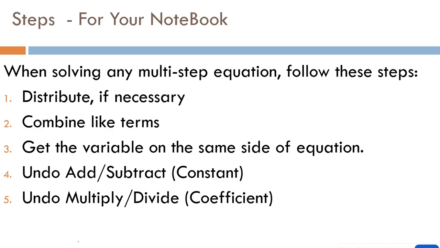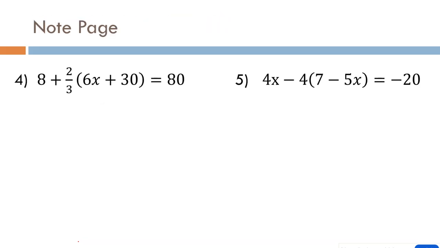Then the fourth step we get to is undo add, subtract. Remember, that's getting rid of that constant, the number without the variable. And then the last step is we're going to undo the multiply, divide. That's that coefficient, the number being multiplied or divided to the variable. We're going to undo that. And again, our ultimate goal is to get that variable by itself, to isolate it in our equation. So let's take a look at some examples and see what we're going to do here.